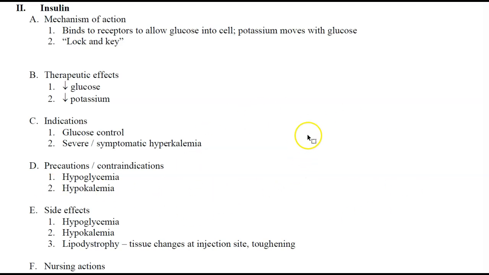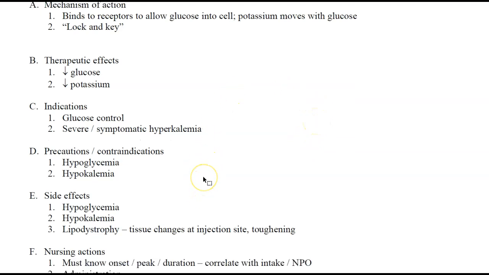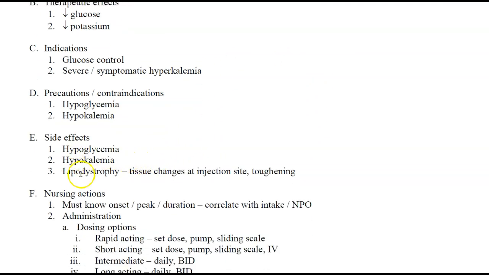Precautions and contraindications, hypoglycemia and hypokalemia. And again, side effects are hypoglycemia, hypokalemia, and locally on the injection site for the sub-Q injections, you have lipodystrophy, which is basically from the tissue damage. There's changes in the area of injection. So that's why it is very important to rotate the injection site, because that can cause toughening or hardening of that tissue or area where we often inject the insulin.